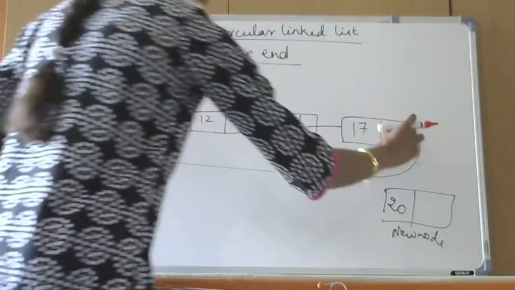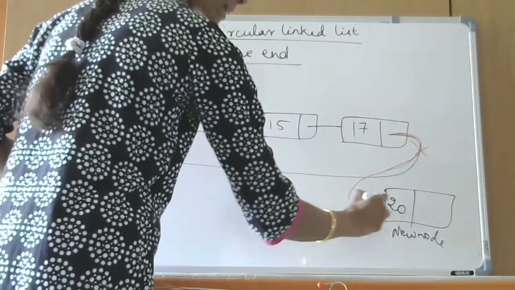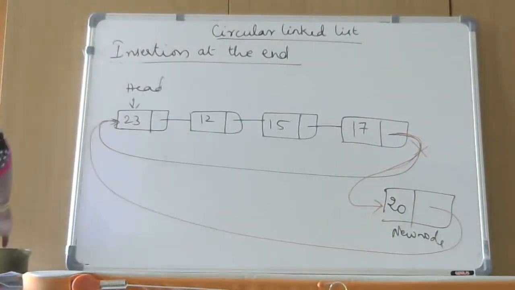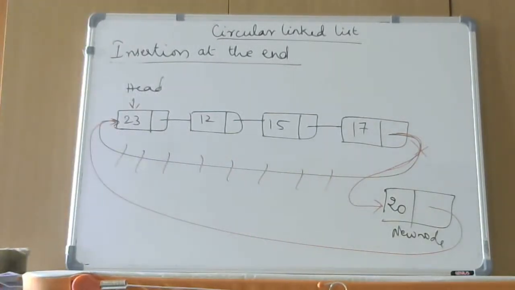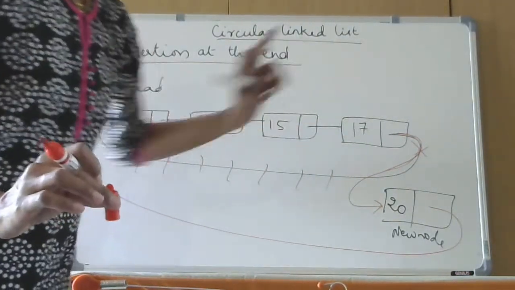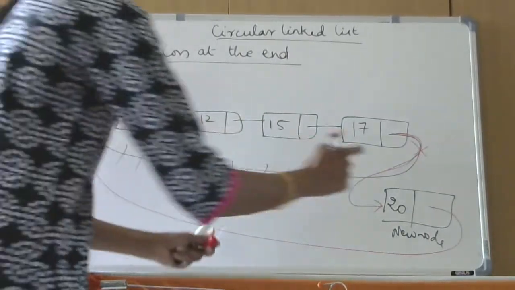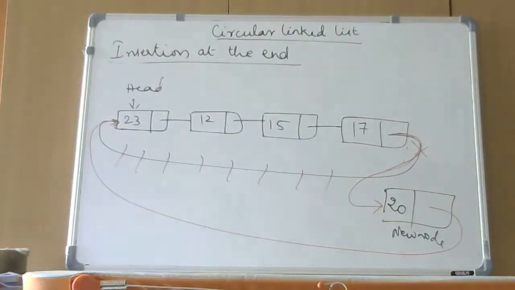The link which is connecting here will not be there anymore. This has to connect here, and this new node has to come back here. That is the change that is going to happen. Are you getting me? The list is not empty and I want to insert at the end. This new node has to come after this node. 17, 20 will become the last node.